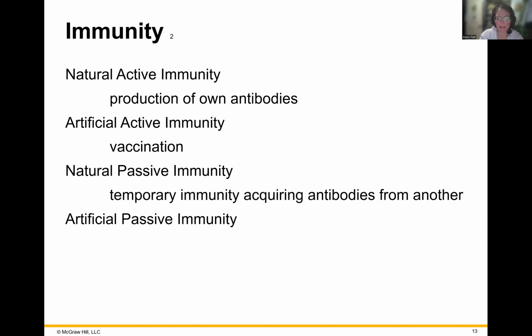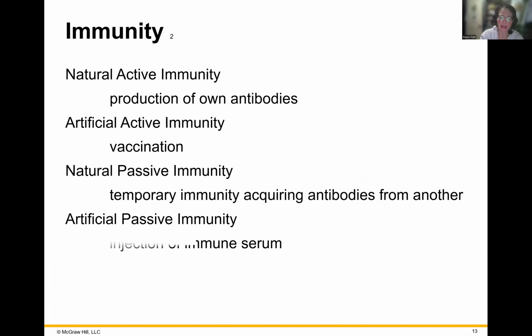Natural passive immunity is temporary immunity acquiring antibodies from another. This is mom giving her antibodies to a baby. It says temporary because that typically wanes off by the time the infant is 6 months old, and then the infant will have to create their own antibodies, and that's how they get exposed and learn to fight those things off.